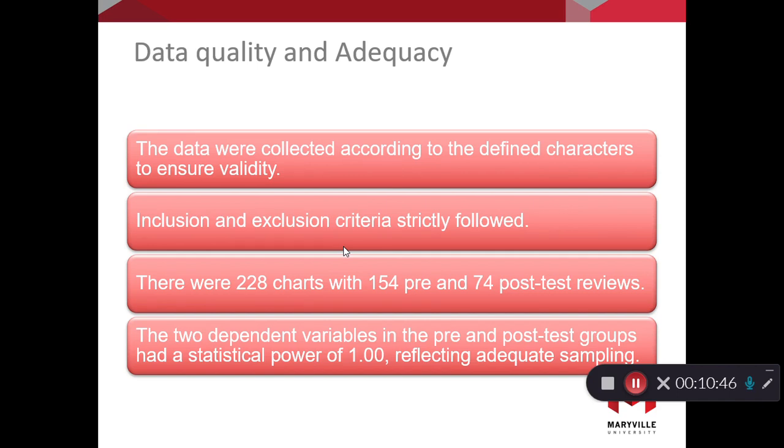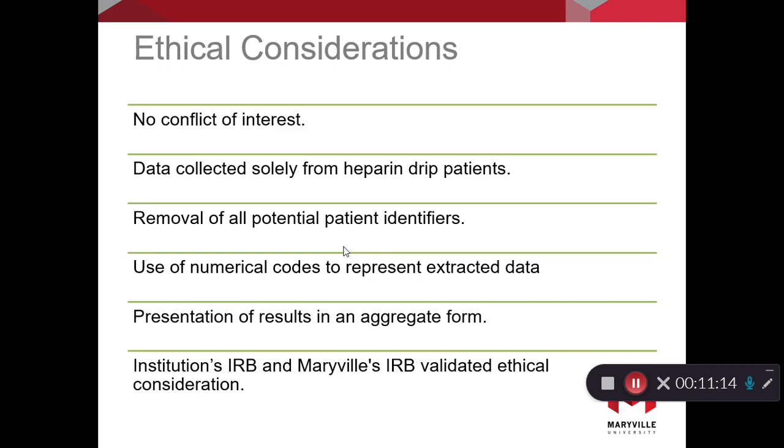Data quality and adequacy. The data was collected according to the defined criteria to ensure validity. Inclusion and exclusion criteria were strictly followed. There were 428 charts, with 154 pre and 74 post reviews based on the time frame when the IRB approvals came in. The 2 dependent variables in the pre and post test group had a statistical power of 1.00, reflecting adequate sampling. Ethical consideration: there was no conflict of interest.